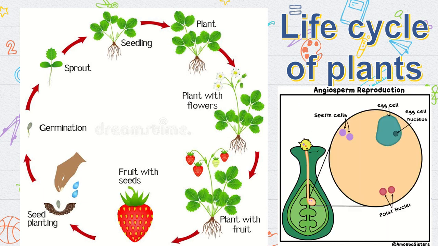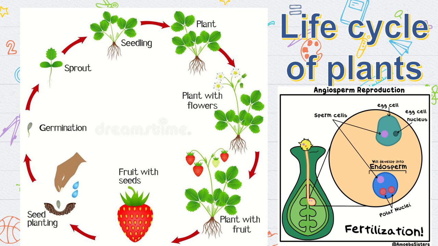Okay, leaves. Leaves unfold, take in sunlight, and produce food through photosynthesis.